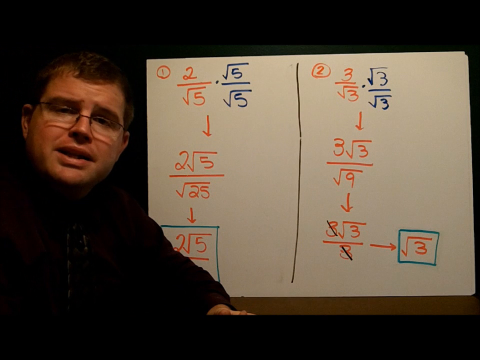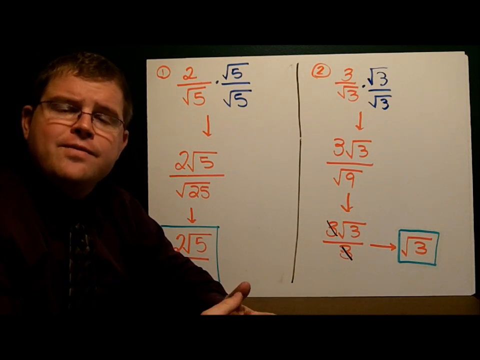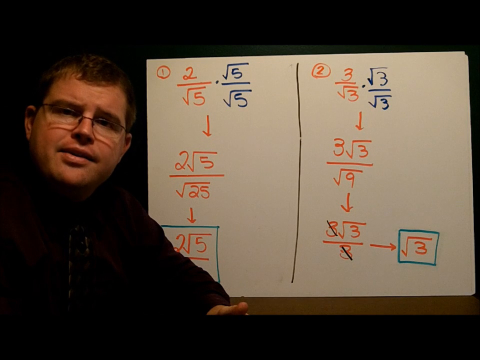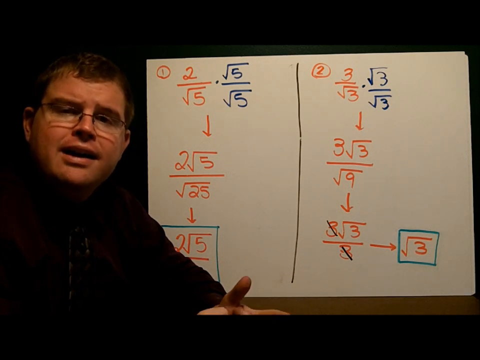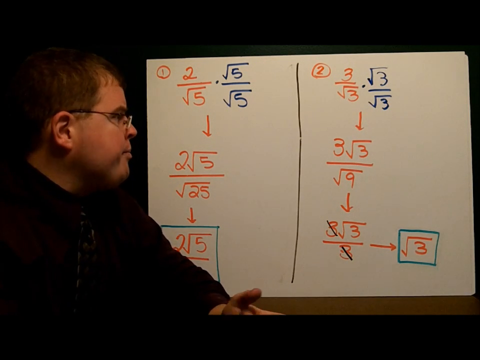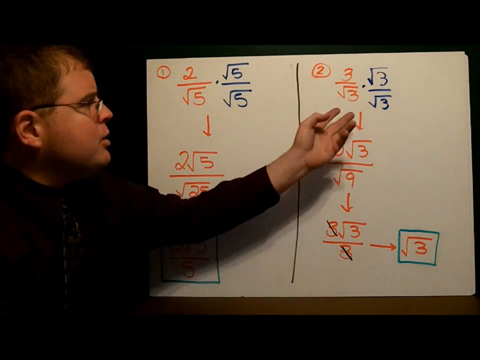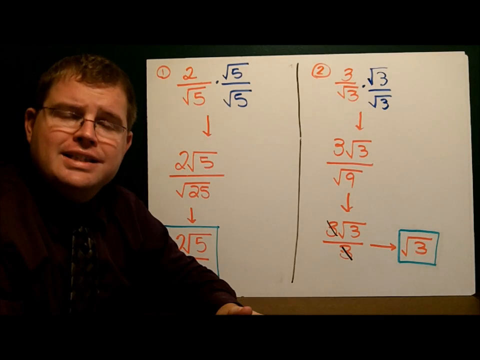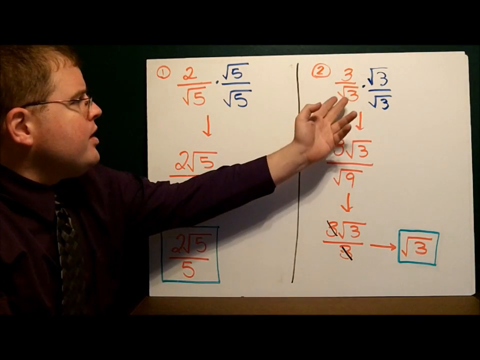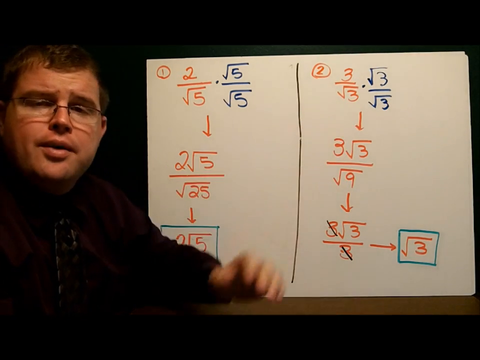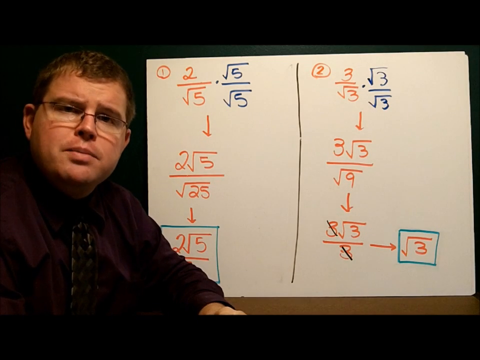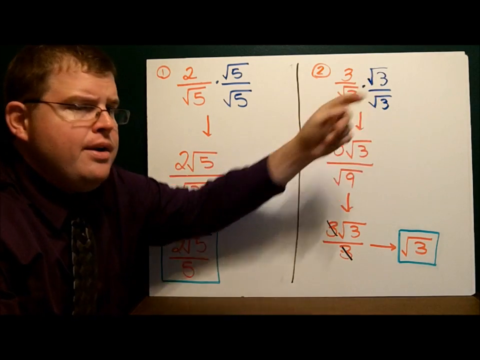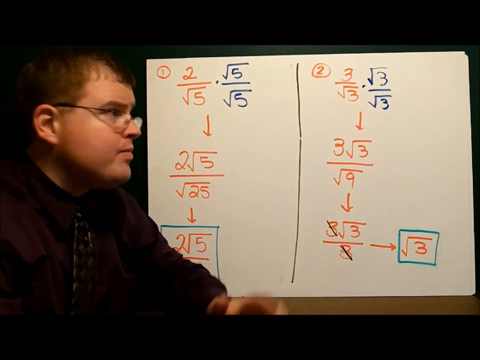Example 2, I have something similar. I have 3 over the square root of 3. And the first thing I look to see is if I can do some plain old regular division and take care of the problem. I can't. So I'm forced to use the method of last resort known as rationalizing the denominator. Down here, the radical is a square root of 3, and so I multiply by the square root of 3 over the square root of 3.